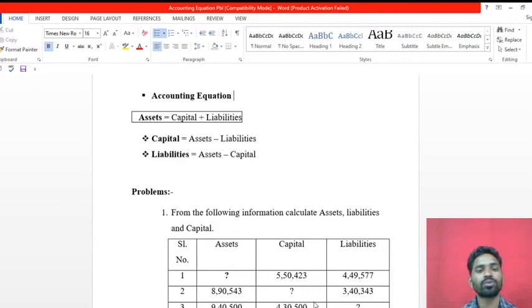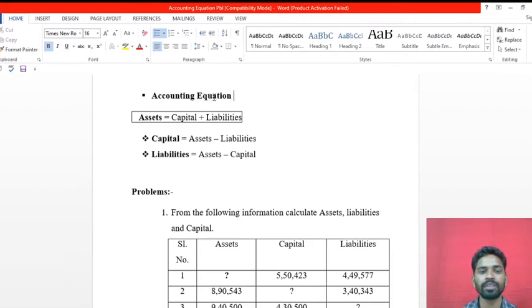In this session we will see the accounting equation. So what is the accounting equation? This is the accounting equation: assets is equal to capital plus liabilities. What is the meaning of the accounting equation?